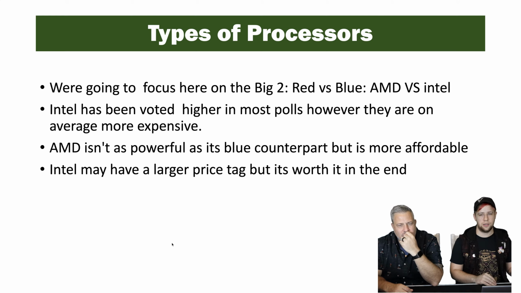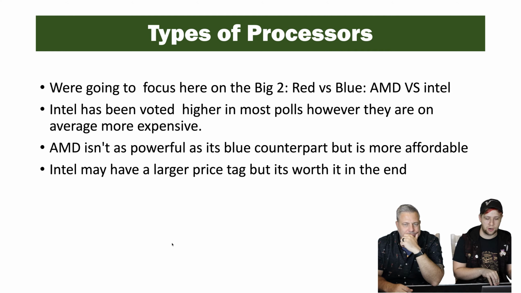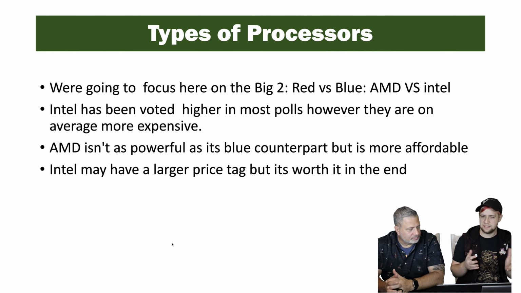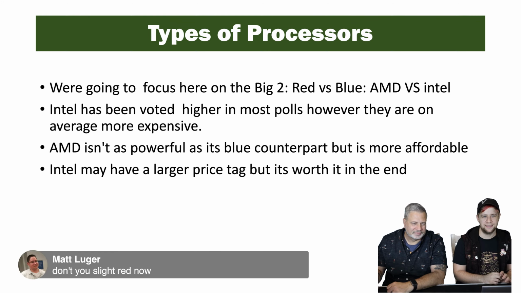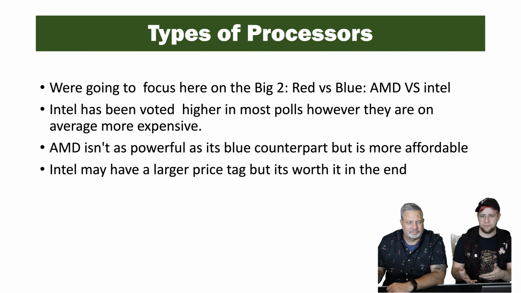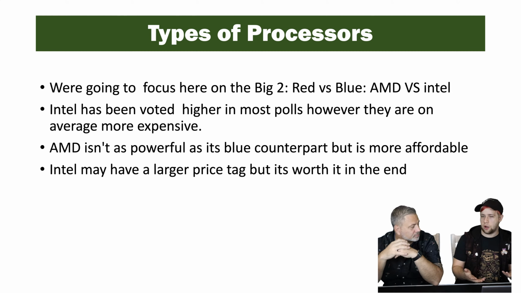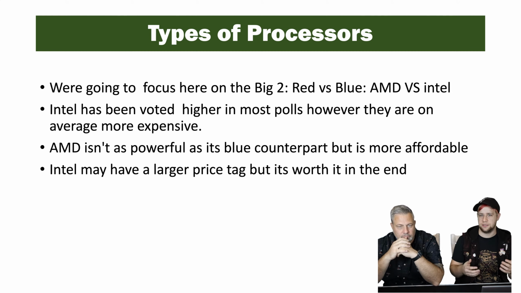To talk about AMD, they are not as powerful as the blue counterpart, but they're more affordable, around the $700 to $800 range. If you're looking to go in on a budget, AMD is definitely going to be your best friend when it comes to processors. They help you build up on a budget, whereas if you're looking to go all in and put your money into your system, Intel is what you want. They do have a higher price tag, but at the end of the day, in my opinion, they're more worth it.